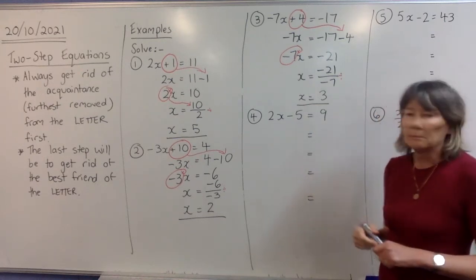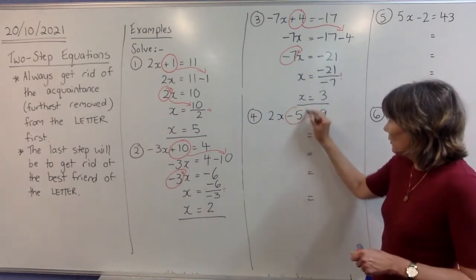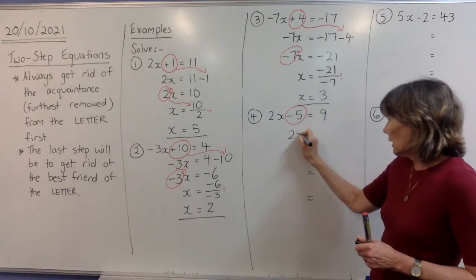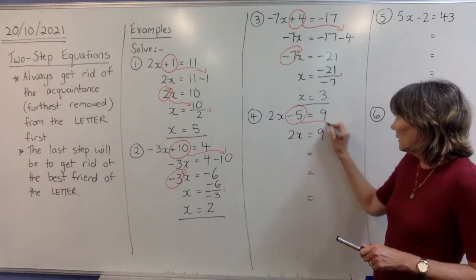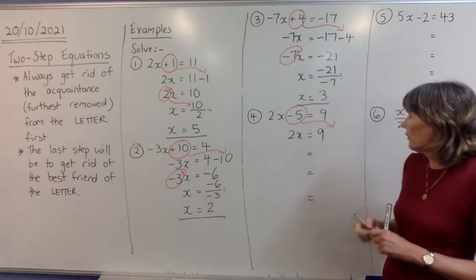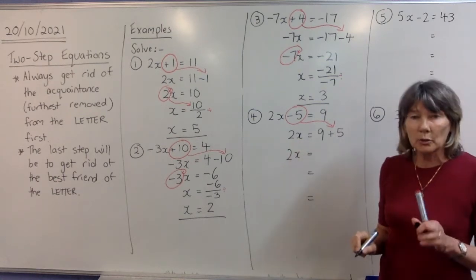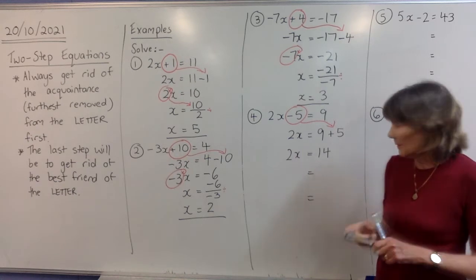All right, the next one. We've got a 2 and a minus 5 to get rid of. The one that's not your best friend is minus 5. He's going first. Keep the 2x. Write down your 9 that's already here. And now we're doing the opposite of minus 5, which is plus 5. So now we've still got 2x on the left. Work that out on your calculator and you get 14.